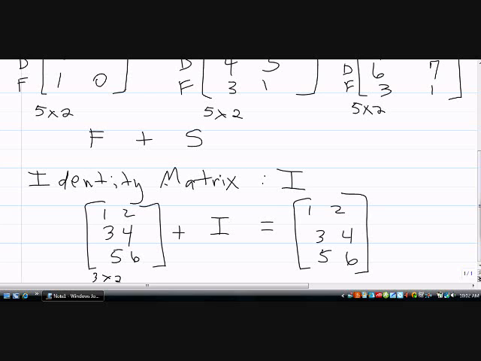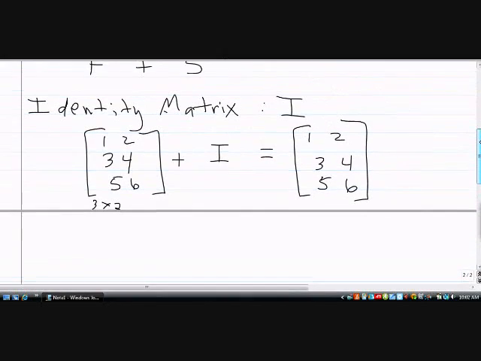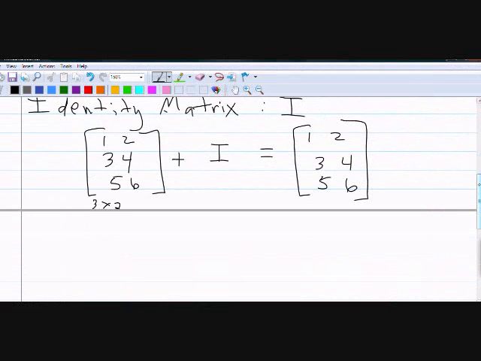So what's the identity matrix? 0. So how I will actually write this, new page. It needs to be of the same dimensions. So this identity matrix needs to be 3 by 2, 0, 0, 0, 0, 0, 0.